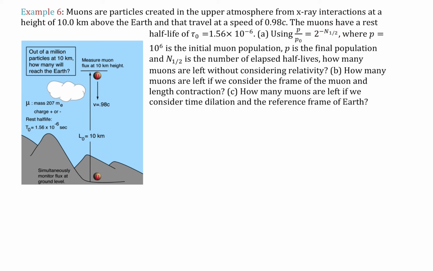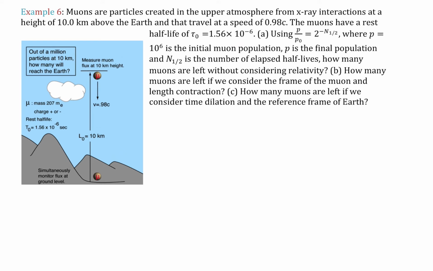So P will be our initial population of muons, which we're going to take as 1 million. Then that's P naught. That should be a subscript there. That is in fact a little typo. That should say P naught. P is the final population. N1/2 is just the number of elapsed half-lives, so the number of times that 1.56 microseconds has actually occurred.